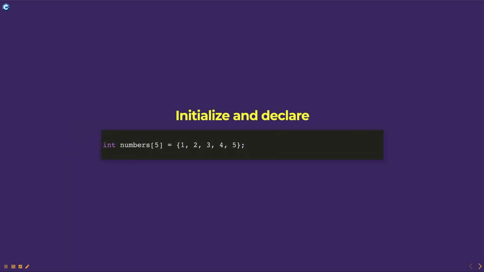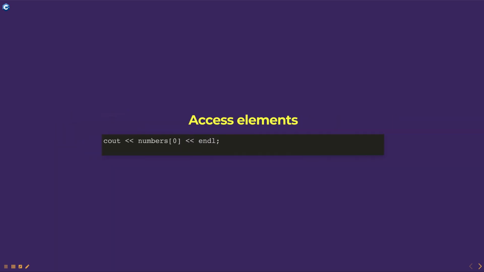You can initialize an array when you declare it, as shown below. To access the elements of an array, you use the name of the array followed by the index of the element in square brackets. The first element has an index of 0. The second element has an index of 1, and so on. For example, this will output the value of the first element in the numbers array, which is 1.